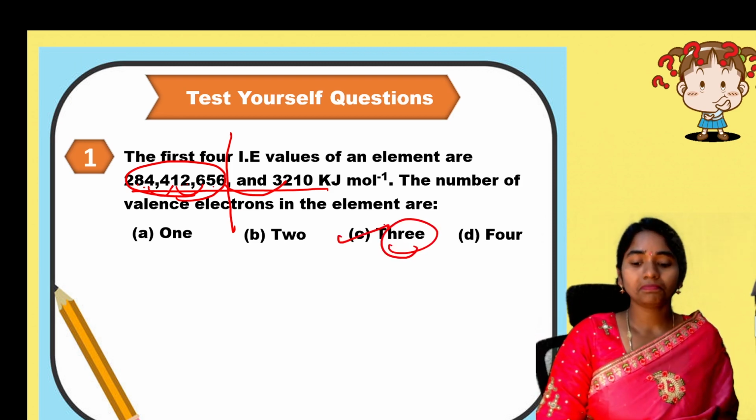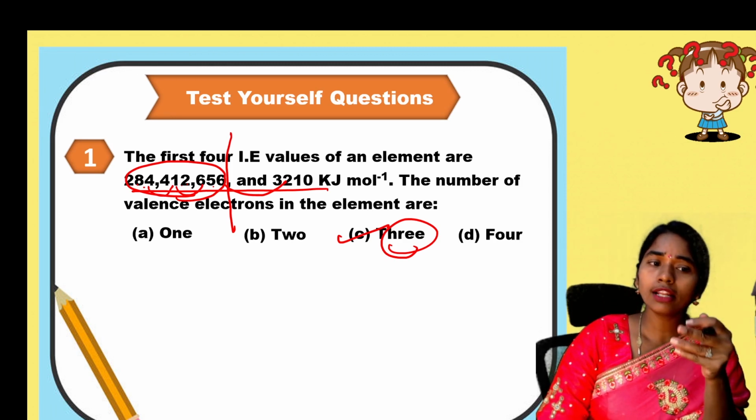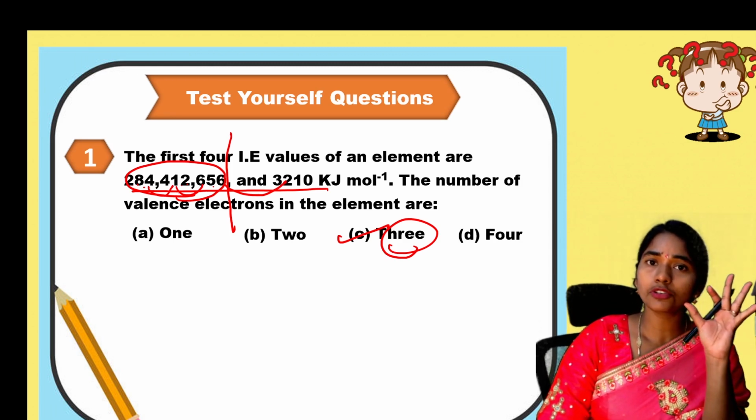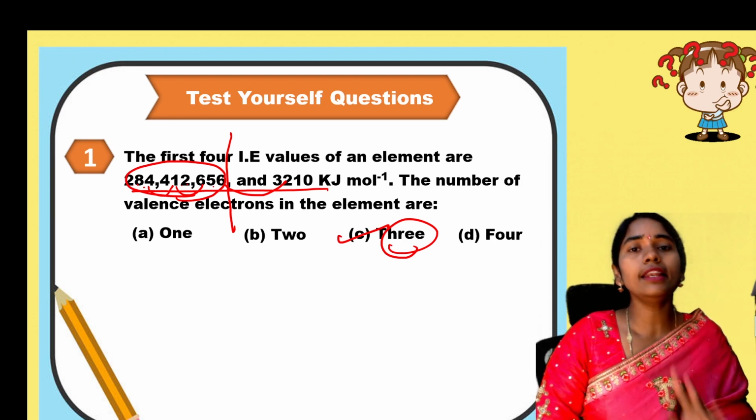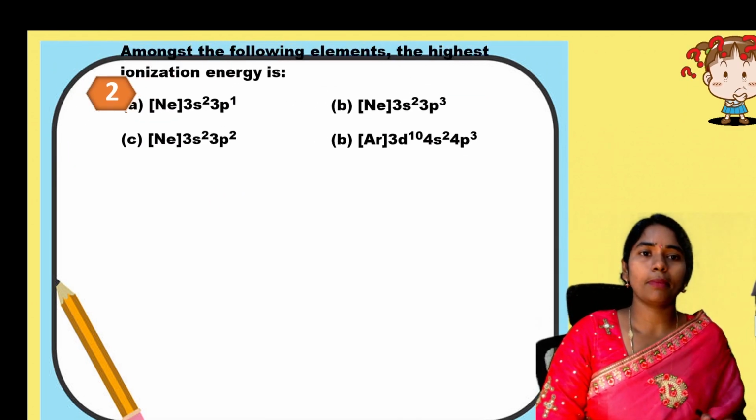Suppose they have given 5 values, and between the 4th electron value and the 5th electron value there is so much gap, then it has 4 electrons in the valence shell. You can solve in that manner.